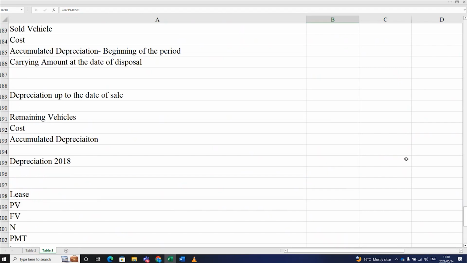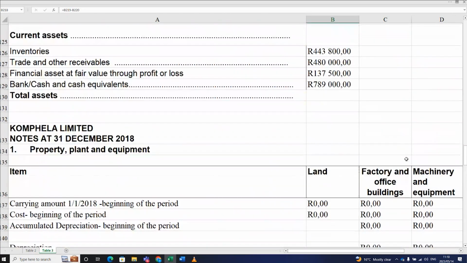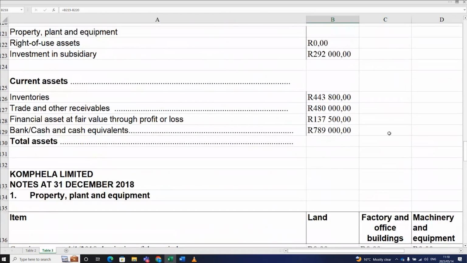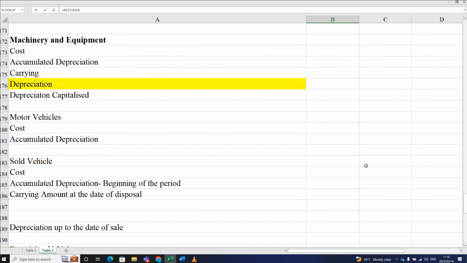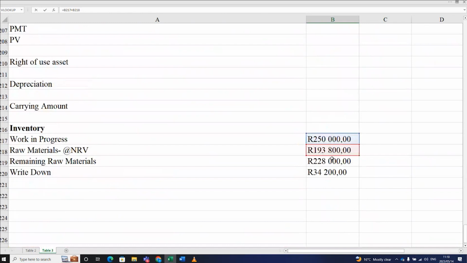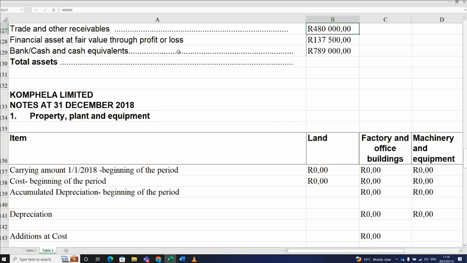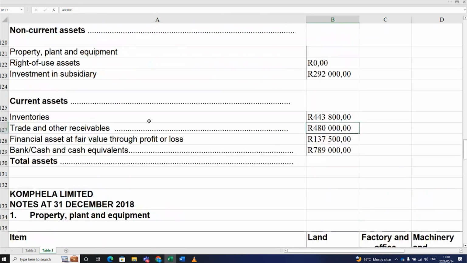I just put a formula in there already, but it's essentially adding the work in process and the raw materials to give you an inventory value in the statement of financial position. So now we're done with the current assets, done quickly. Now we can focus on some of the more difficult stuff.